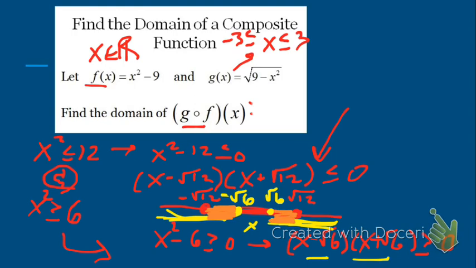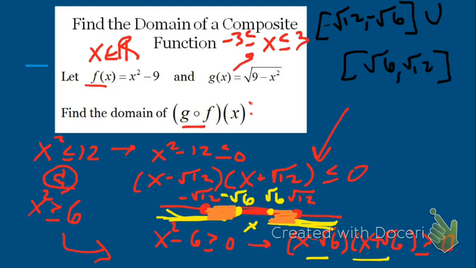And there you get our answer. The domain of g of f of x is going to be all real numbers between negative root 12 and negative root 6, and then also all real numbers between root 6 and root 12. And I know root 12 is really 3 root 2, so you should simplify that, and that is an answer.